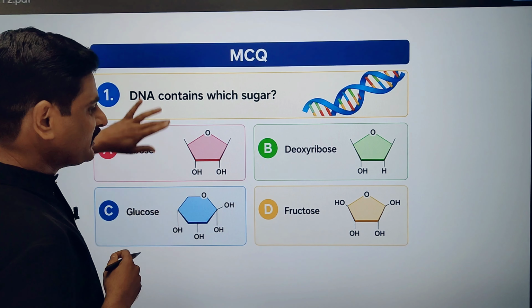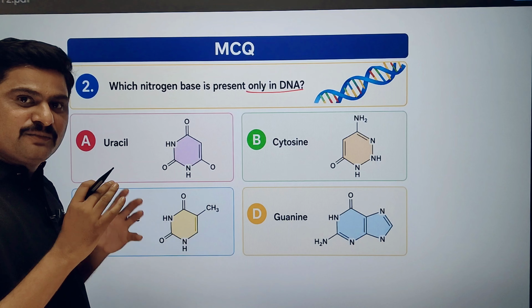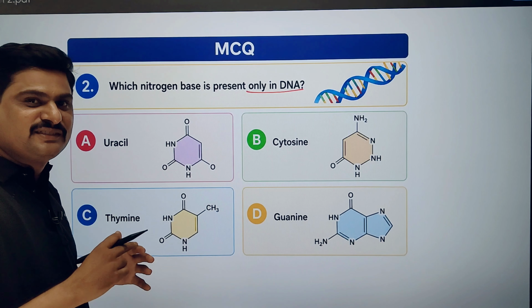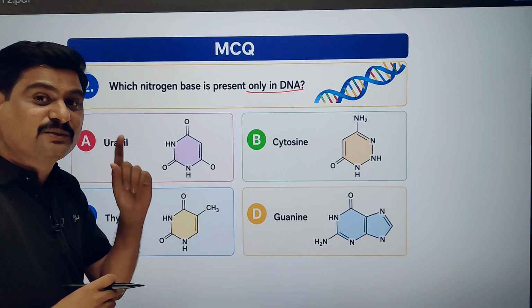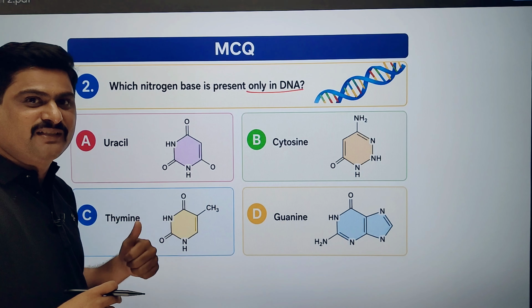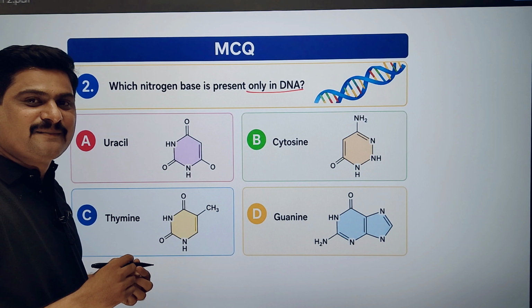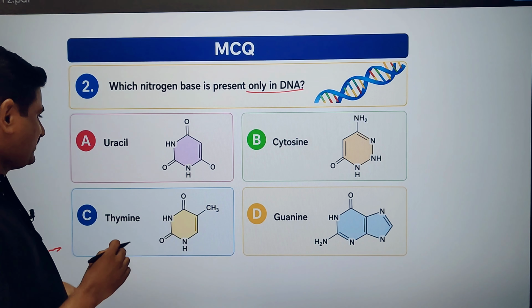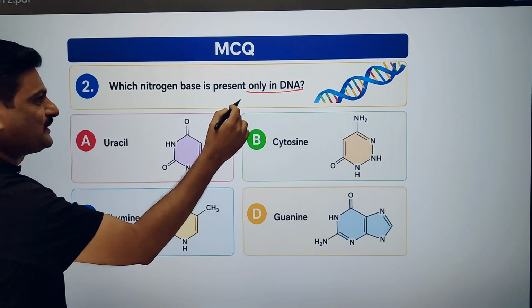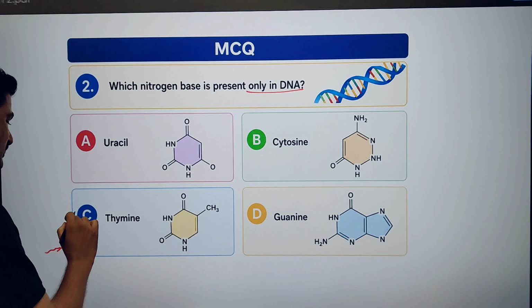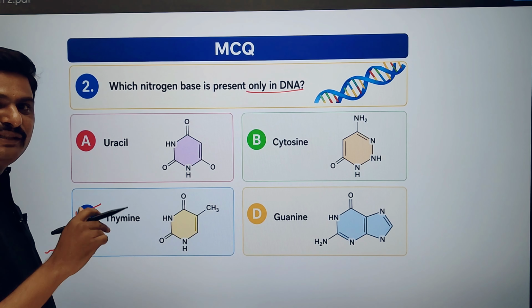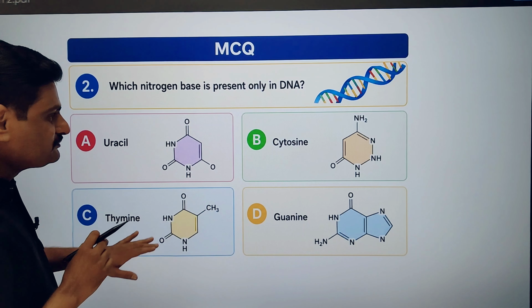Second, if I ask you which nitrogen base is present only in DNA? We have 5 in total: adenine, guanine, cytosine, thymine and uracil. Which one is only present in DNA? Fast, you have to comment. Correct. So your answer should be thymine, because thymine is present only in DNA.